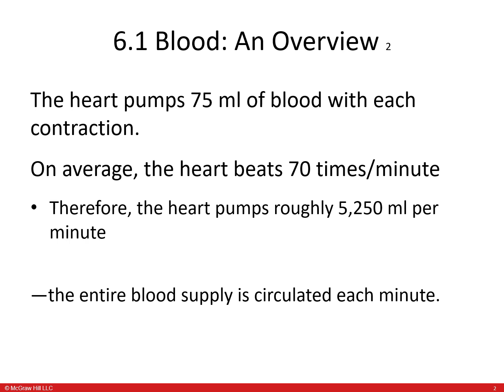Some amazing facts about the heart. So the heart pumps 75 milliliters of blood with each contraction. On average, the heart beats 70 times per minute. Therefore, the heart pumps roughly 5,250 milliliters per minute. That means the entire blood supply is circulating each minute. So some amazing things about the heart.